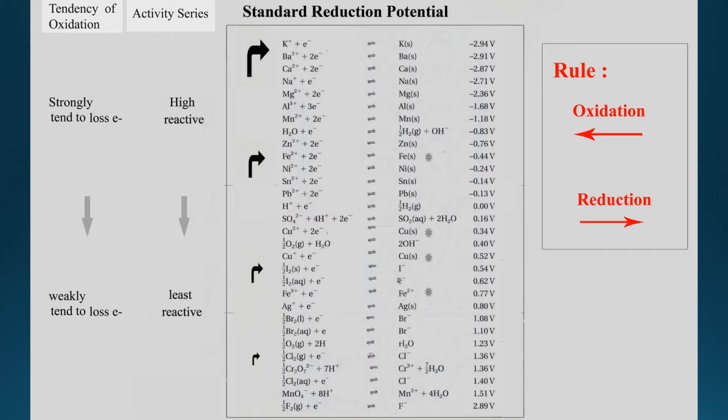If you look at the arrow of each, they are a double arrow. And there is a rule. Whichever goes the reverse arrow, the reverse arrow means oxidation. The normal, same-direction arrow means reduction. Please remember, oxidation is a reverse arrow.